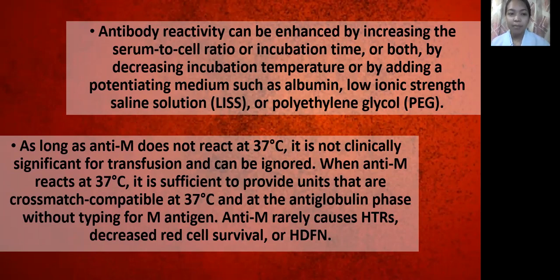When anti-M reacts at 37 degrees Celsius, it is sufficient to provide units that are crossmatch compatible at 37 degrees Celsius and also at the antiglobulin phase, without typing for M antigen. Anti-M rarely causes HTRs, decreased red cell survival, or HDFN.